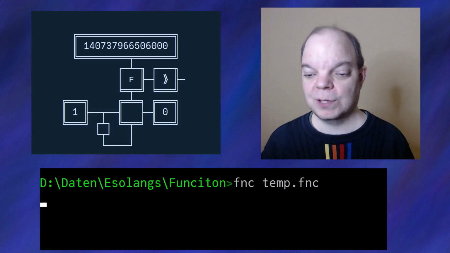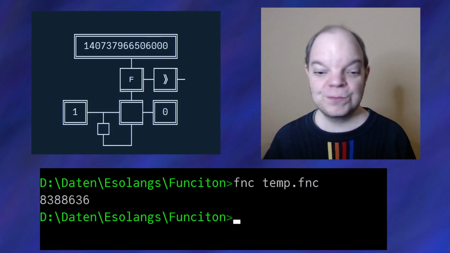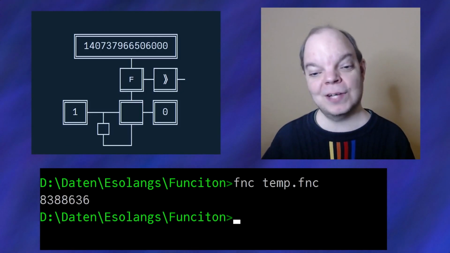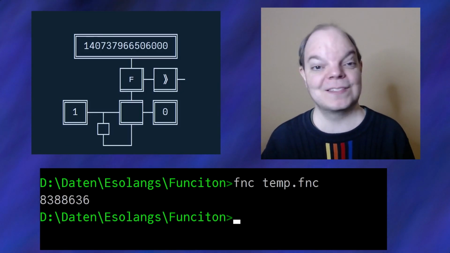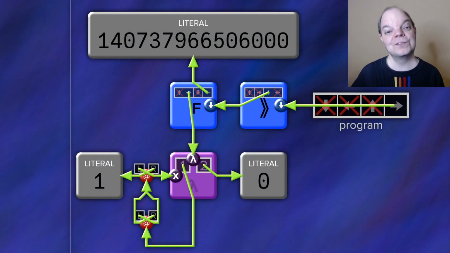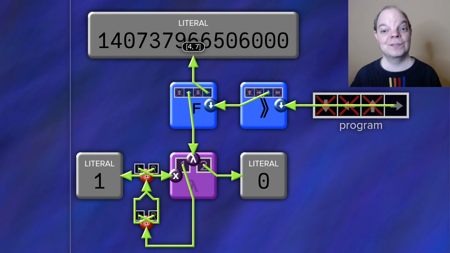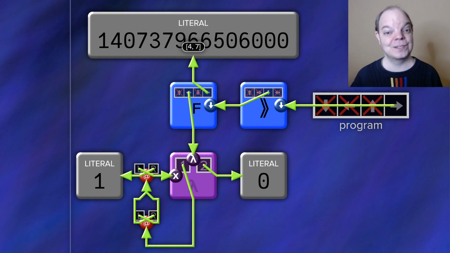Now, if I run this program, I expect to see some large number, and it turns out this number is correct, but we don't really care about this number, we care about how the program executes. So, let's take a look at that. So here's what the program looks like after parsing. Of course, the literal at the top is still just a large number, but I'm going to add an annotation there so that you know that it represents a list containing a 4 and a 7.